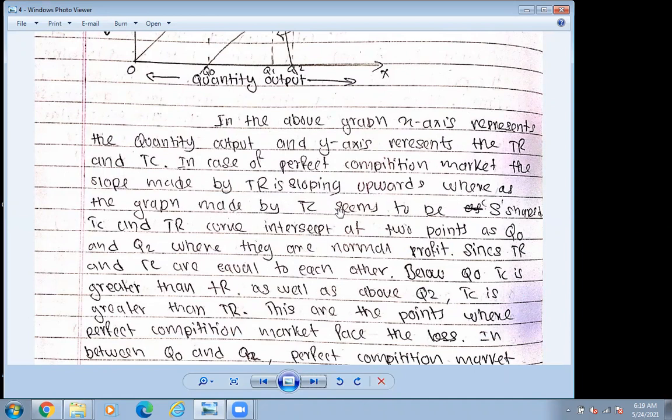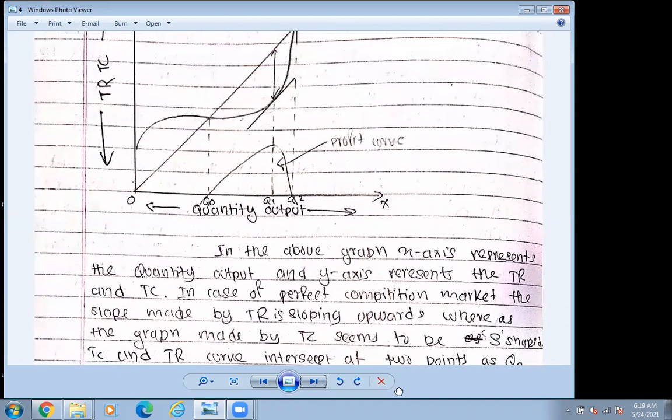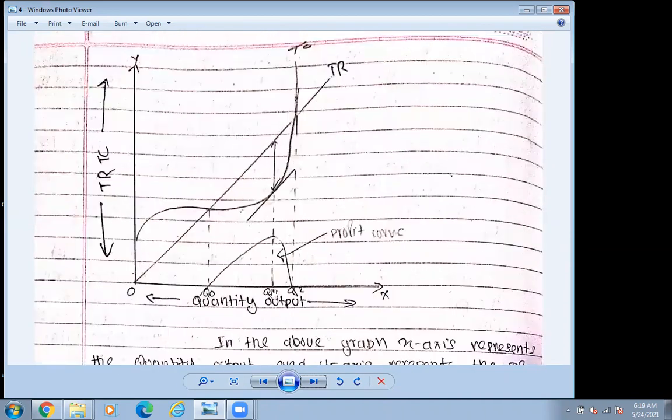Where the graph is made, TC seems to be S-shaped and TR seems to be linear. TR and TC curves intersect at two points, okay. TR र TC दुईटा ठाउँमा intersect भइराछ, so Q0 र Q2 मा intersect भइराछ. यहाँ पनि intersect भइराछ र यता पनि. Intersect भनेको ठोकिनु, okay. So TC curve यसरी ठोकेर TR मा ठोकेको छ, यता पनि. So TC TR मा दुईटा पोइन्टमा ठोकेको छ.